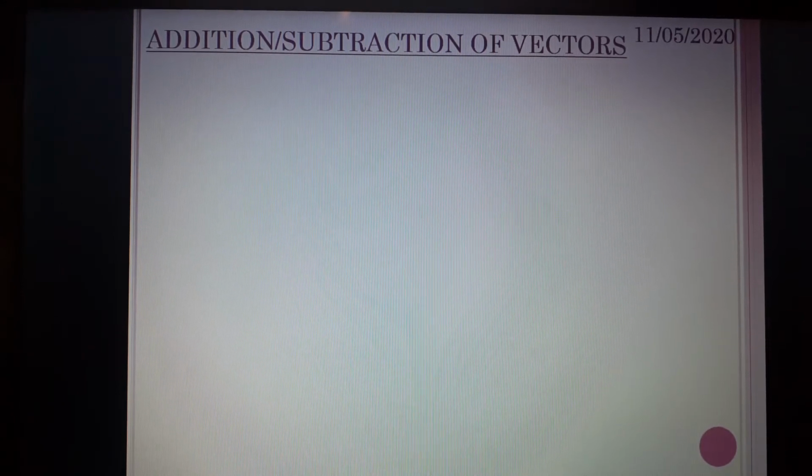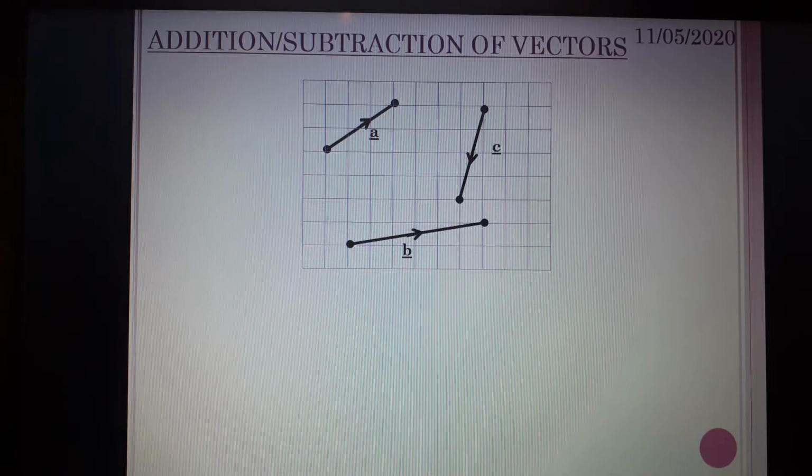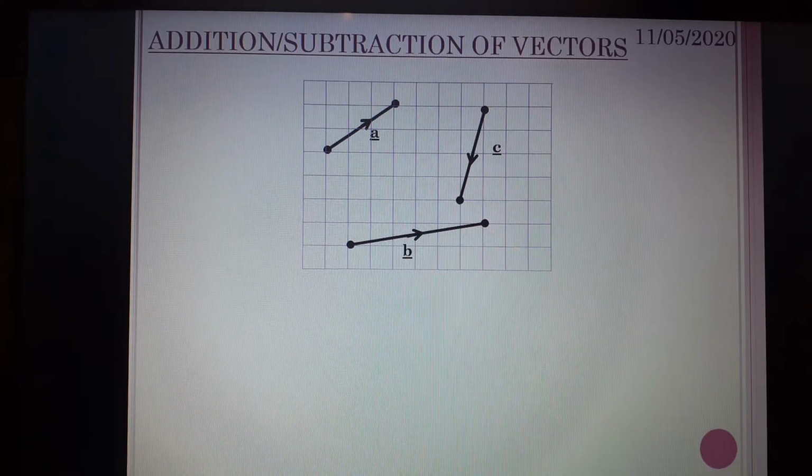Good morning, and today we'll be looking at addition and subtraction of vectors. So here we have three vectors. We're first of all going to look at them using the diagrams, and secondly using the components.